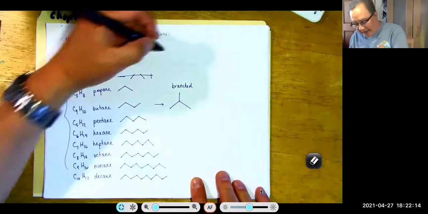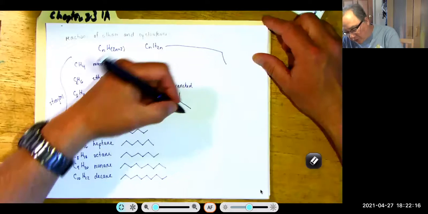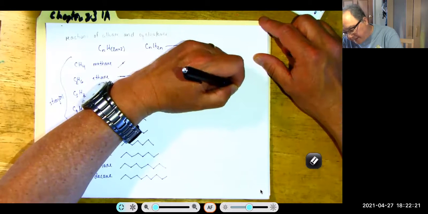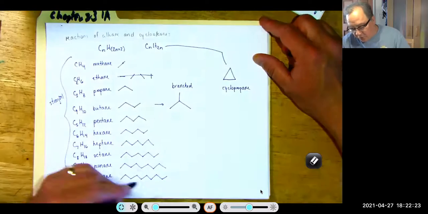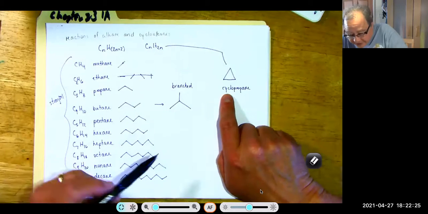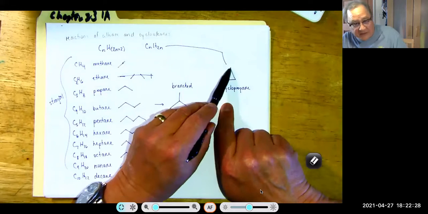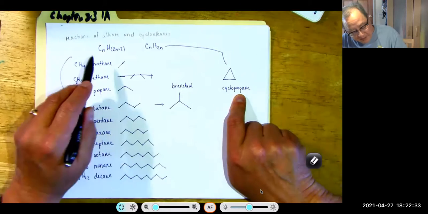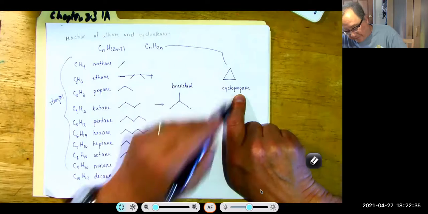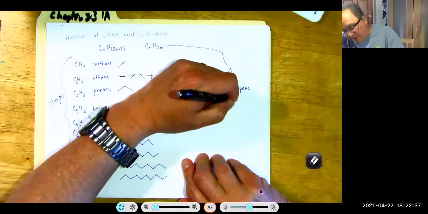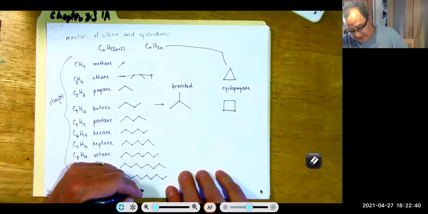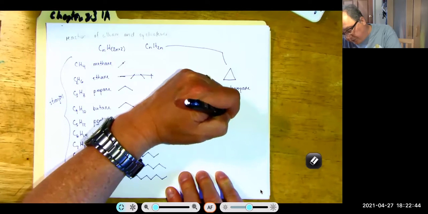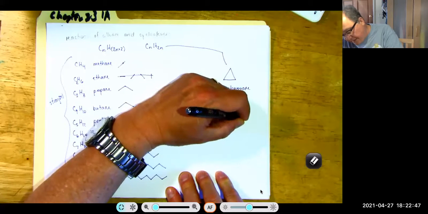Now, cycloalkanes, this is your simplest one, and it's called cyclopropane. So why is it called cyclo? The answer is because the carbons are all connected back to one another. And why is it propane? Well, propane, 3 carbons. What do you think the name of that guy would be? Cyclobutane. That's right, cyclobutane.